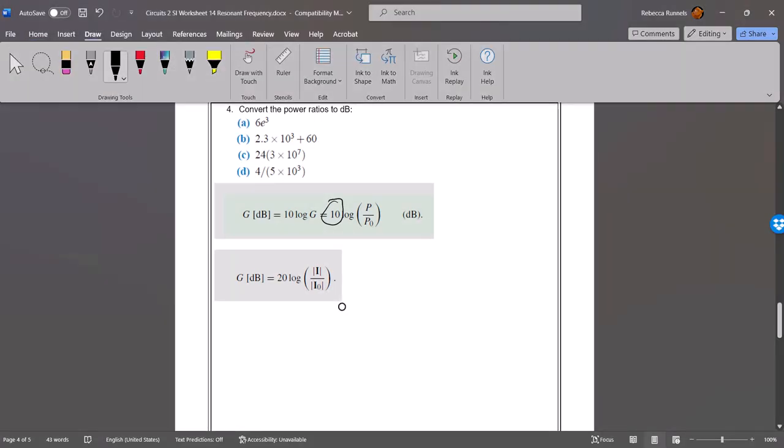And so for Bode plots, when we're doing power ratios, when we're looking at the power, our scale factor is 10. So if I want to convert a power ratio to decibels, then I'm going to take this 6e to the third, and my gain in decibels is going to be 10 times the log of 6e to the third, and then my reference is just 1.